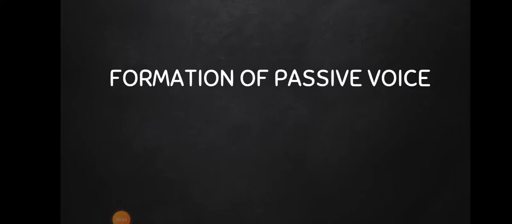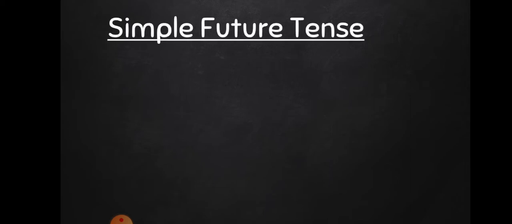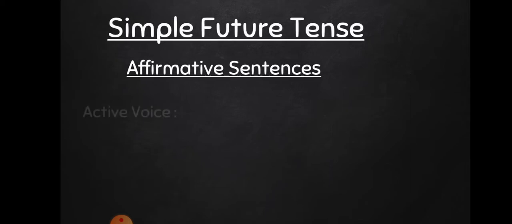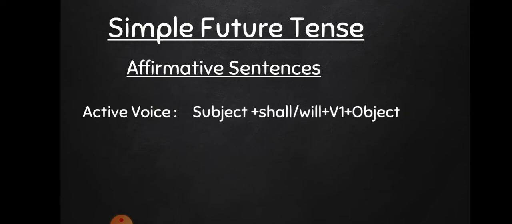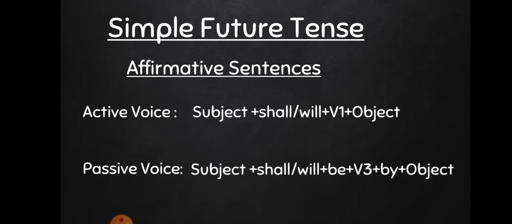Dear students, in this video we are going to discuss formation of passive voice in the future tense. We start with simple future tense. Affirmative sentences, active voice: subject plus will or shall plus V1 plus object. The passive will be subject plus shall or will plus be plus V3 plus by plus object.